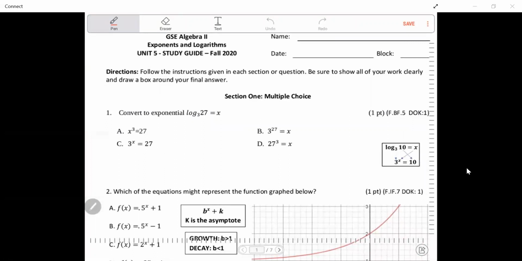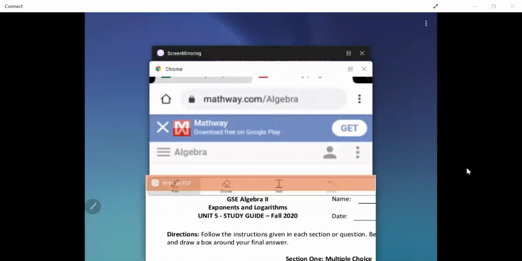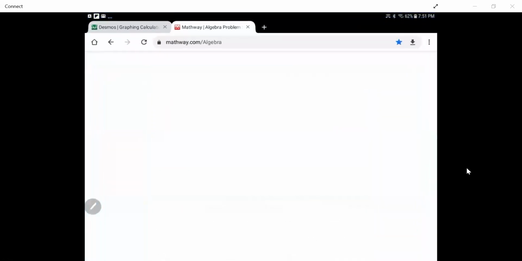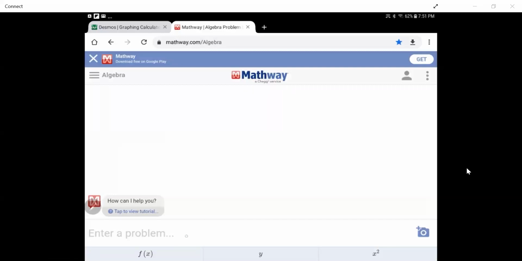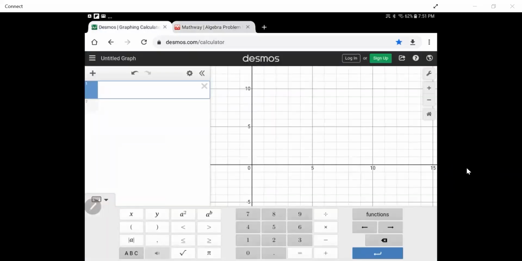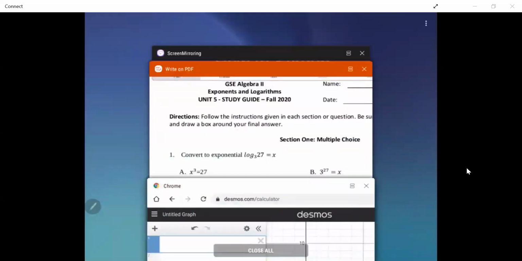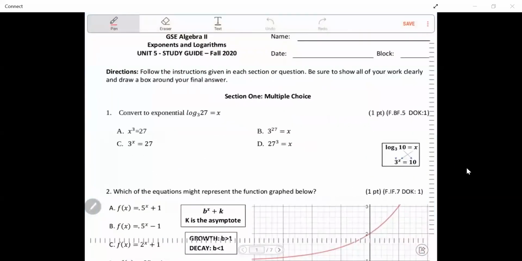So here's the test itself. And during the test, you're going to probably want to use your Mathway calculator for some of the problems and your Desmos graphing calculator for some of the problems. So we'll be switching to those during.